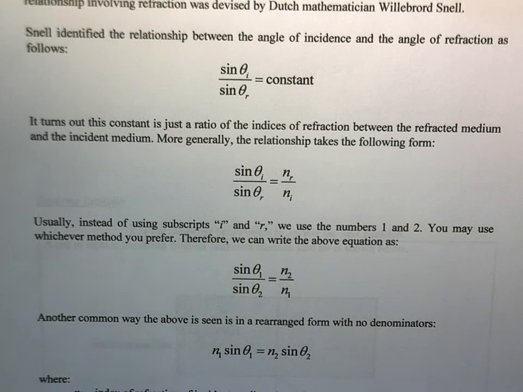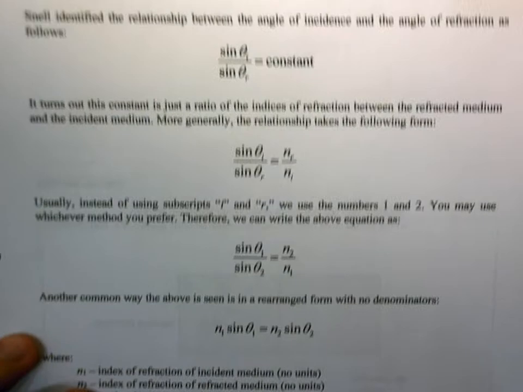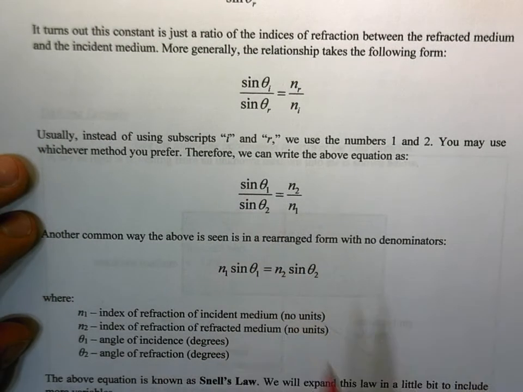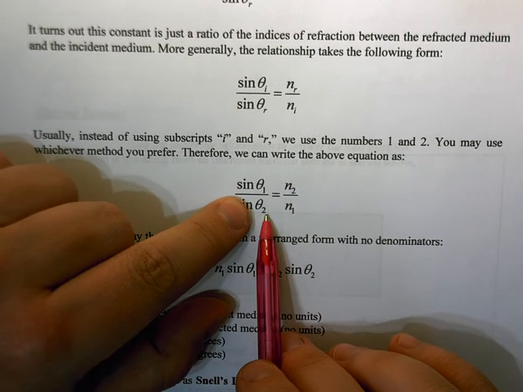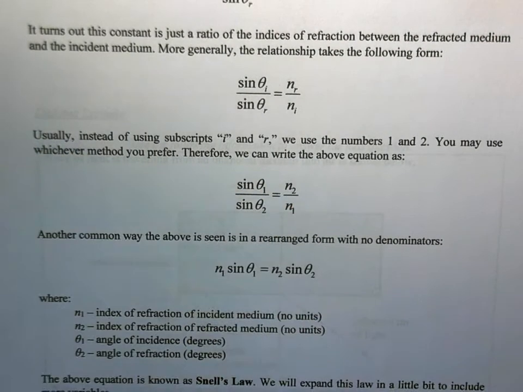Now, we're probably going to ditch the subscripts i and r, because r can be confused, instead of refraction, with reflection. So we're just going to use the numbers 1 and 2: 1 for medium 1, 2 for medium 2. So what Snell had figured out is that sine of theta 1 over sine of theta 2 is equal to n2 over n1. The main thing to watch out for here is that I have 1 over 2 with the sines, but 2 over 1 with the indices of refraction, so be really careful with that.